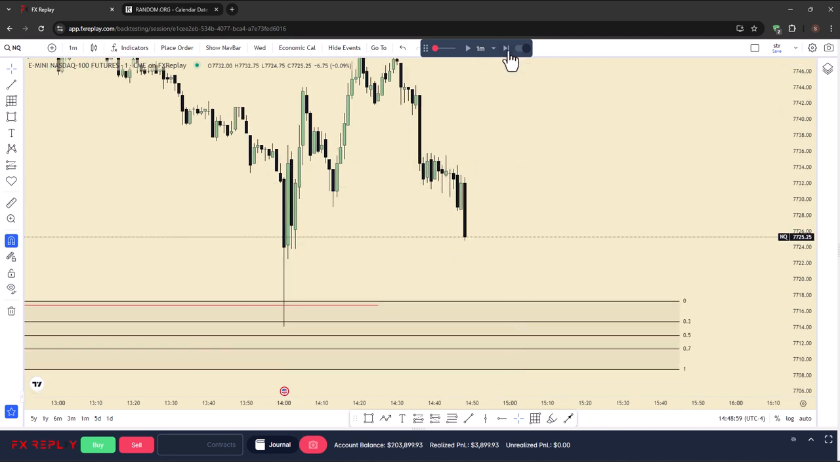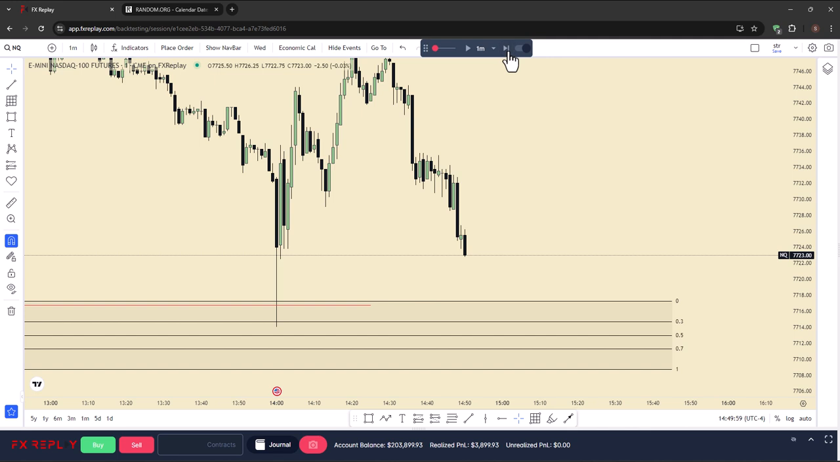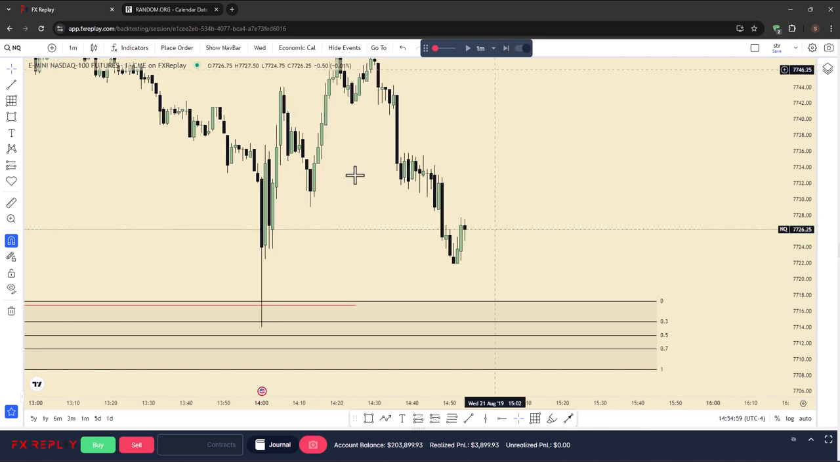Body closures below the sweep candle are very, very important. Now we are trading to that as a long wick. Let's see what's going to happen.